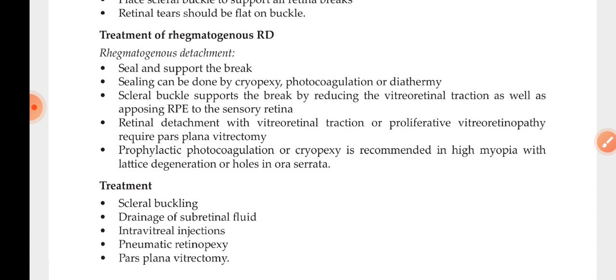Scleral buckle supports the break by reducing the vitreoretinal traction as well as opposing the retinal pigment epithelium to the sensory retina. Retinal detachment with vitreoretinal traction and proliferative vitreoretinopathy requires pars plana vitrectomy. This is another one you should remember. Prophylactic photocoagulation or cryopexy is recommended in high myopia, lattice degeneration, and holes in the ora serrata. So remember cryopexy, photocoagulation, diathermy, and pars plana vitrectomy.